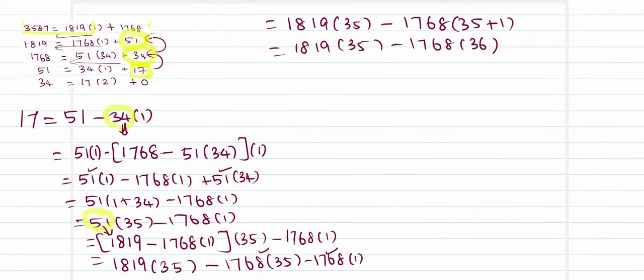Now the next step and the last step. The last remainder to be replaced is 1768. Where is it? Here, 1768. What will we have to do? We will have to retrace it back and then replace it with the quantity to the left. So what will this 1768 be replaced with? 3587 minus 1819 times 1. And this 1768 has been replaced.